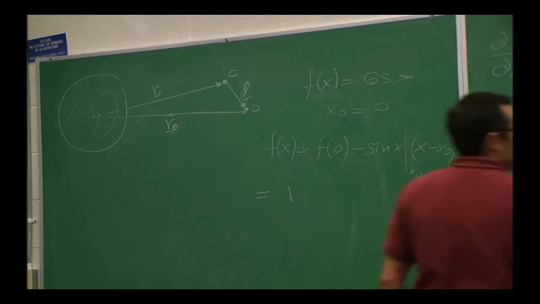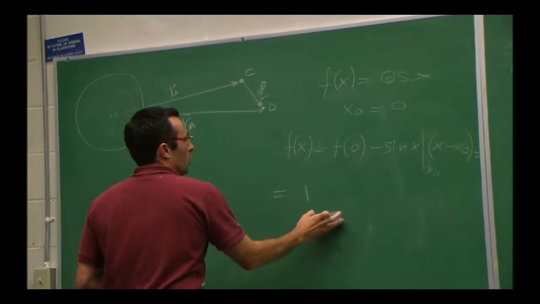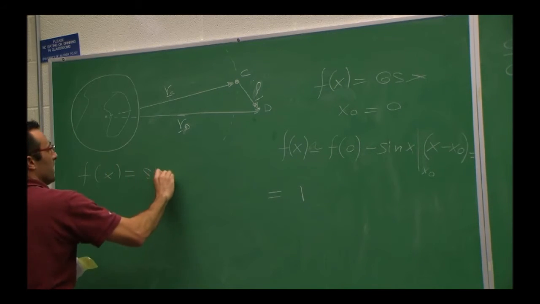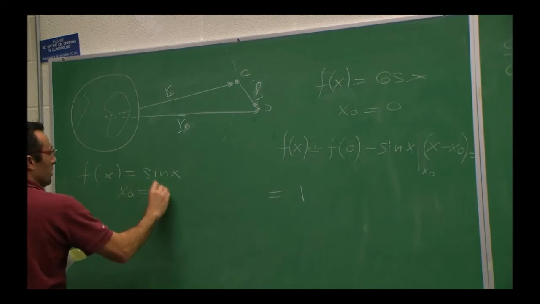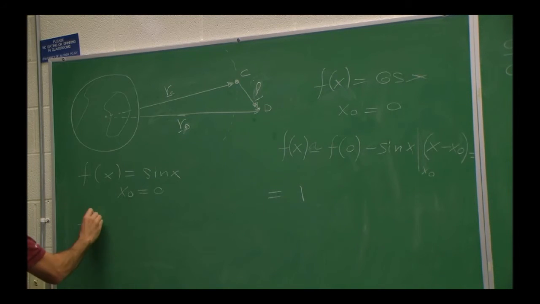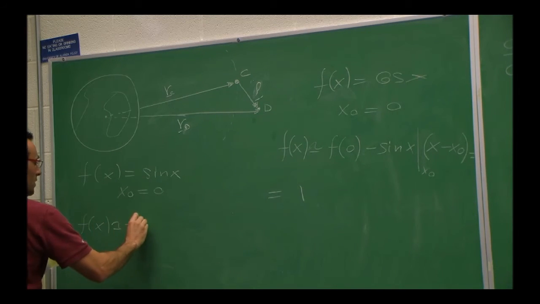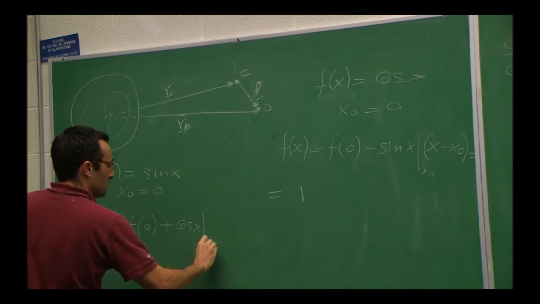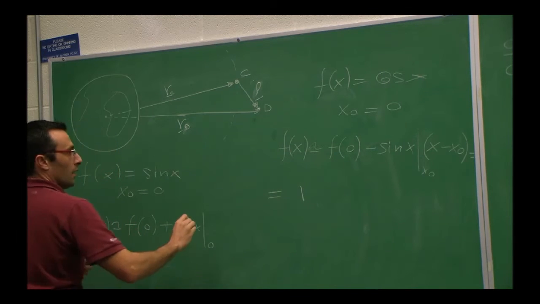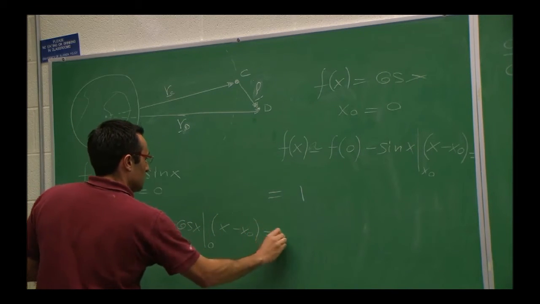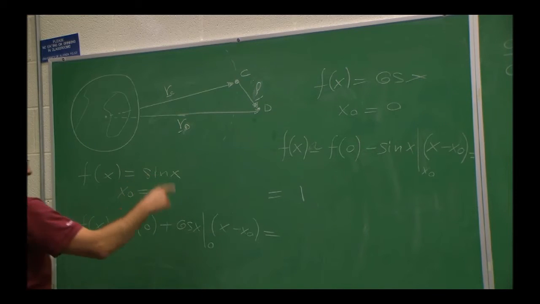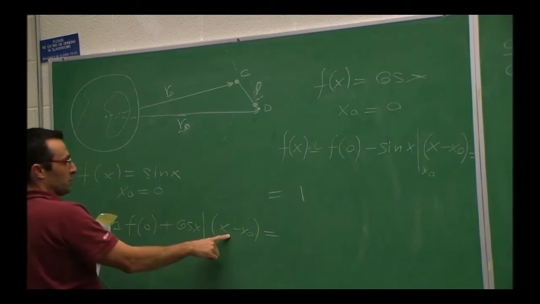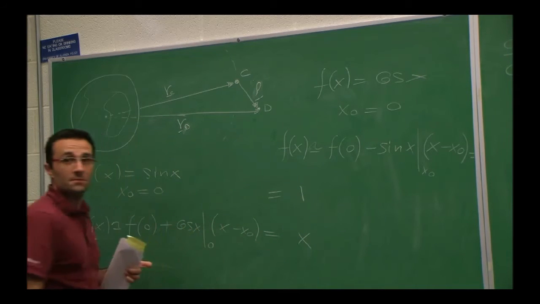I just want people to understand that this is just extending to more variables, but it's the same idea. f of x is sine of x now, and I still have the linearization point that is 0. So I'm going to say that f of x is almost equal to f at 0 plus cosine, this time, of x computed at that point, times x minus x0. So in other words, what is the function at 0? It's 0. What is the cosine of x at 0? It's 1. And so here I am left with x minus 0. So this is x.